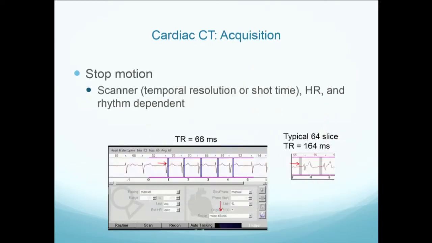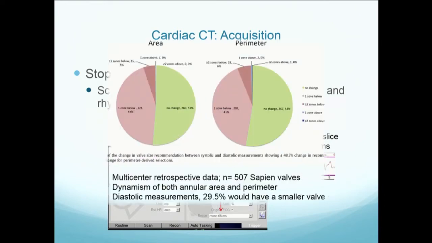CT acquisition very much depends upon the hardware qualities of the scanner, and you may not have a full understanding of this, but the better the temporal resolution or the shot time, the more likely you're going to stop motion. Also, heart rate and rhythm interact with this issue.